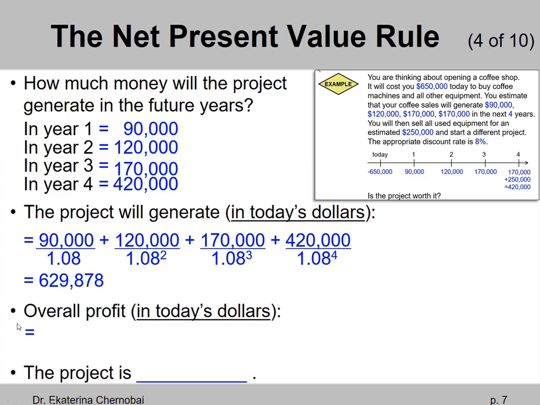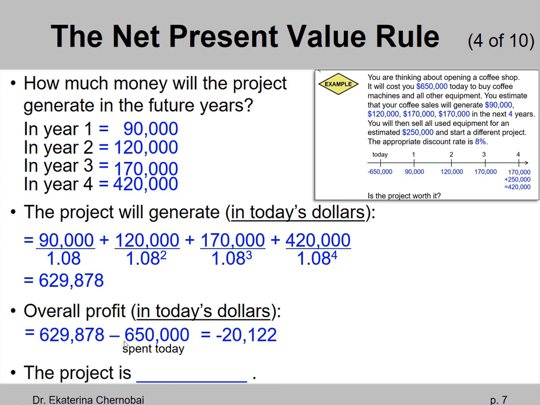Then the third step is, what's the overall profit of this entire project? Again, in today's dollars. So why are we doing everything in today's dollars? Why are we discounting? Because today is when we need to make this investment decision, right? So we cannot compare apples with oranges. We need to compare apples with apples. So today we would be investing $650,000, right? This was given. And in today's dollars, the project will bring us $629,878, right? From the previous calculation step. So the total present value of future 4 profits is $629,878. That's how much money we would get.